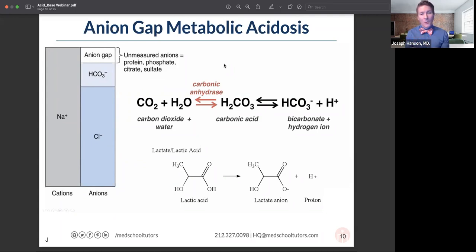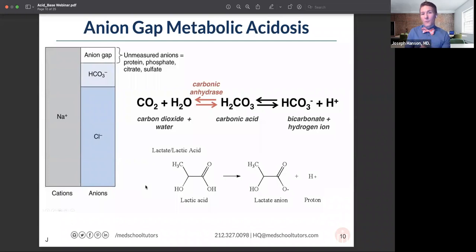And as the bicarb lowers, something replaces that negative charge. That something is the lactate anion. And as lactate replaces the bicarbonate, we find that the number of unmeasured anions in our blood increases. I'm not measuring lactate with my routine labs. So if I measured this person's blood when they're in lactic acidosis, I'd find that they have relatively low bicarb, normal chloride, and a big anion gap in that case.